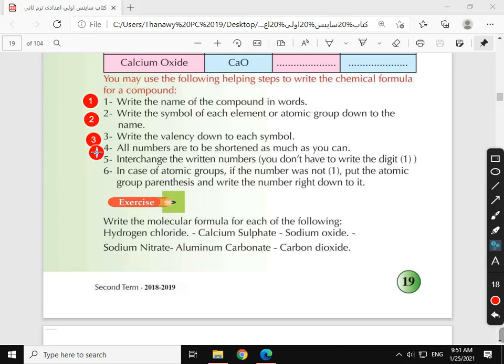Okay, shorten the numbers. And 1 is not written.